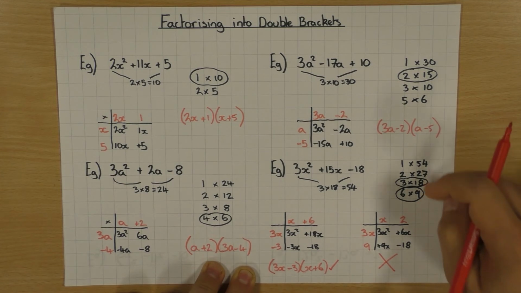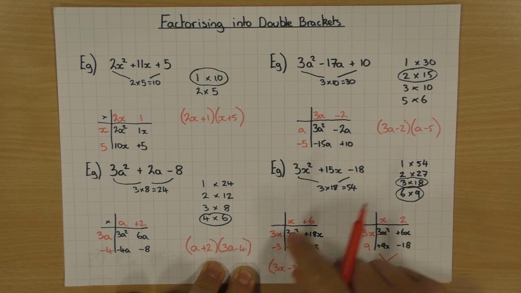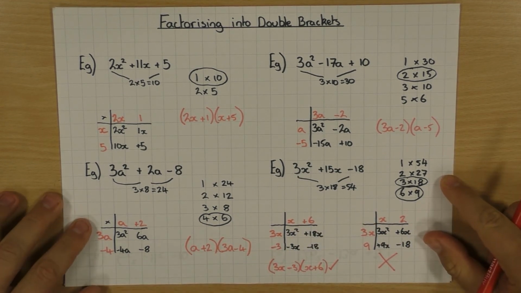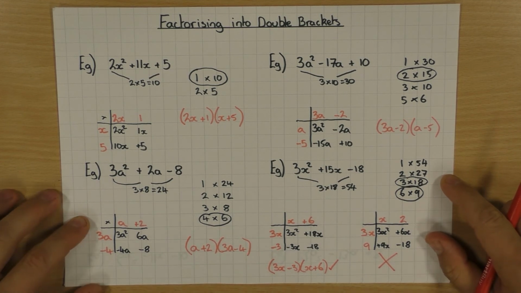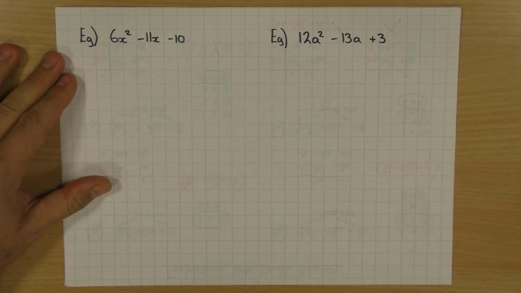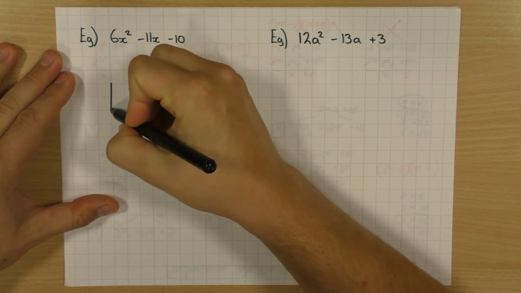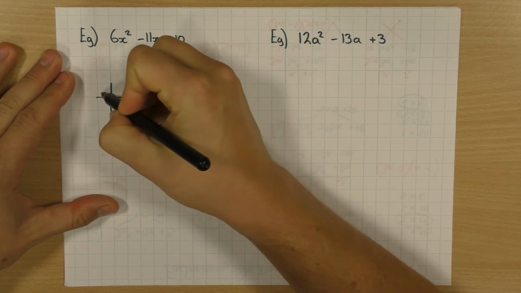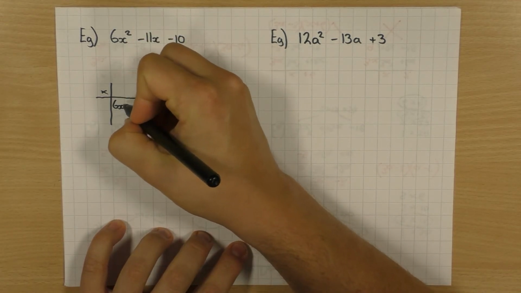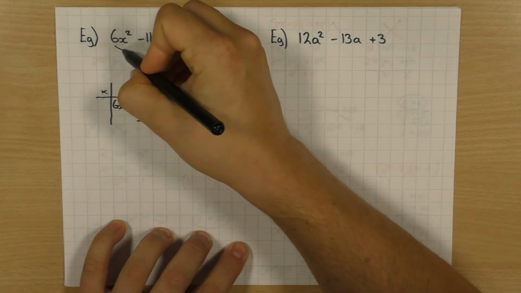So if you get something like this, when you've got two pairs that work, just try them out and then do that check to see which one is the correct one. Okay, now to prove that this works with slightly harder ones, let's have a go at these ones. So again, I'm going to draw my grid. Get them times in, and I've got 6x squared here and minus 10.